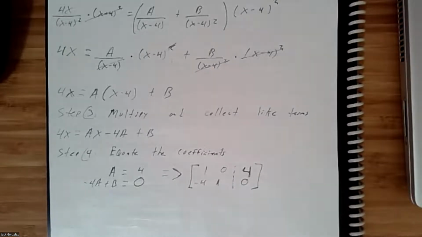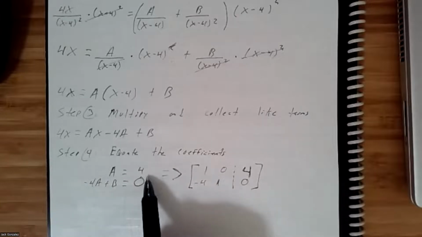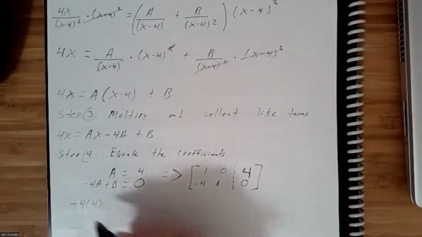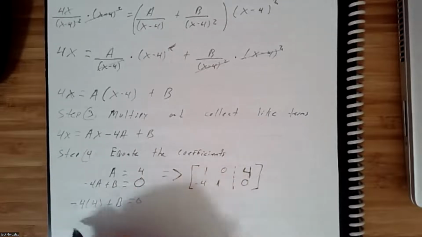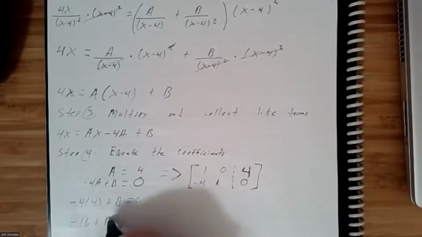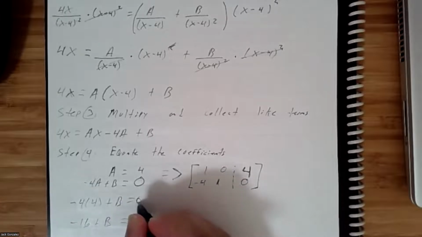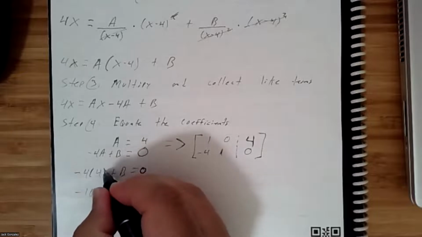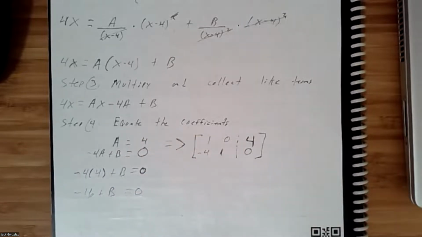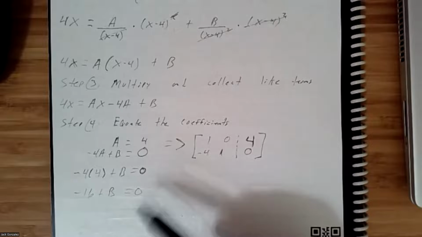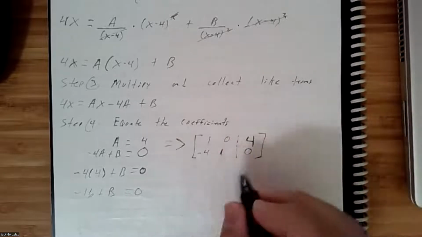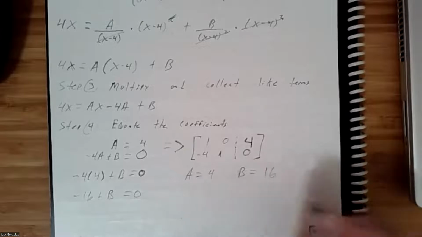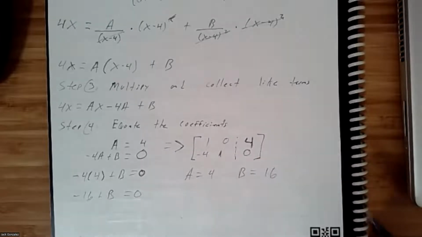Okay, so at that point you could solve it, or you could just solve it yourself here. If a is 4, then this would be -4 times 4 plus b equal to 0. -16 plus b is equal to 0. So what does b have to be? Well, you can kind of see it, right? Yeah, b has to be 16. So you don't really have to do the matrix, but you could.